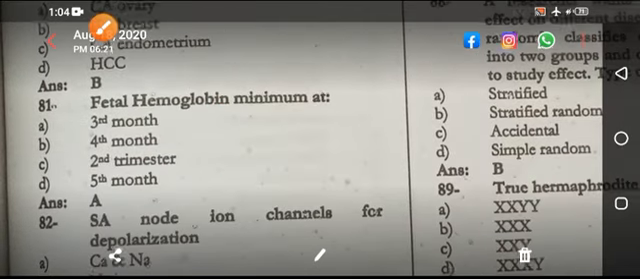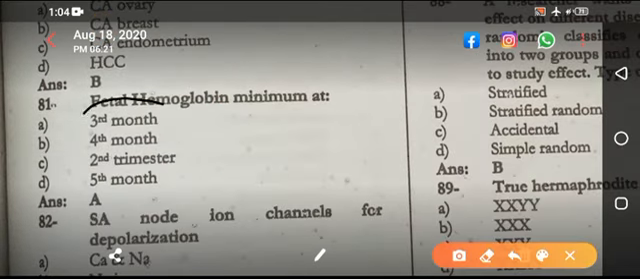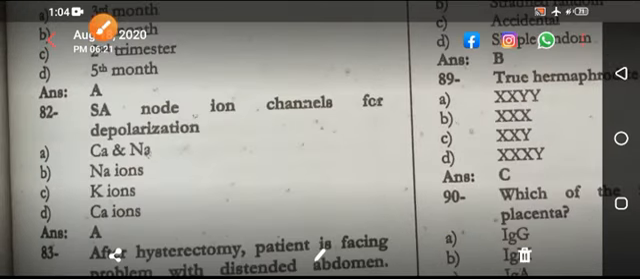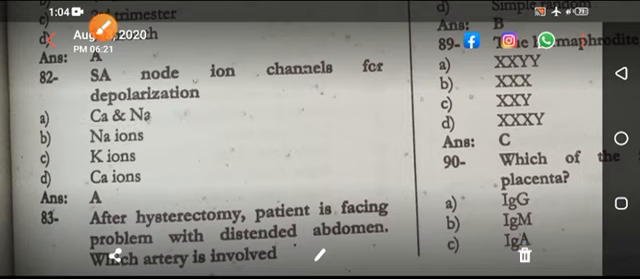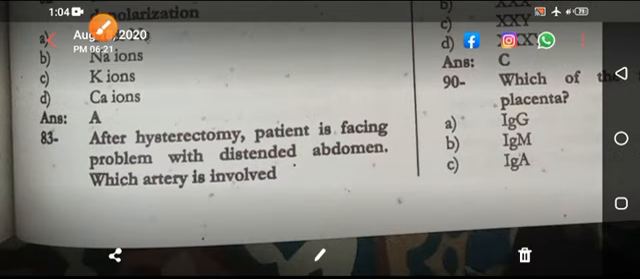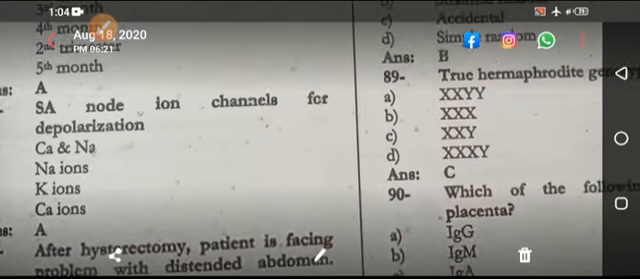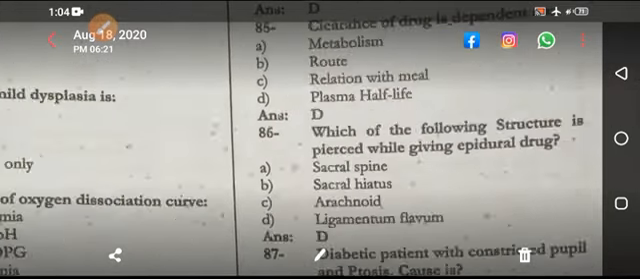Coming next, fetal hemoglobin, 3rd month. Next, the ion channel in the node for depolarization, calcium and sodium. That is called the funny current. After hysterectomy, the patient is facing a problem with distended abdomen. Which artery is involved? So that is close to the ureter.